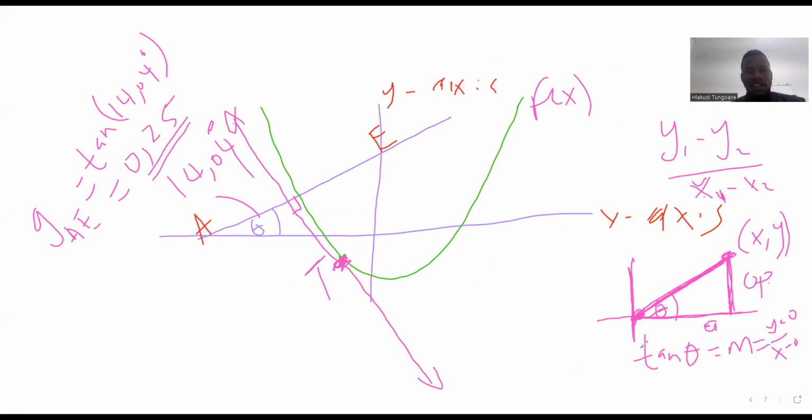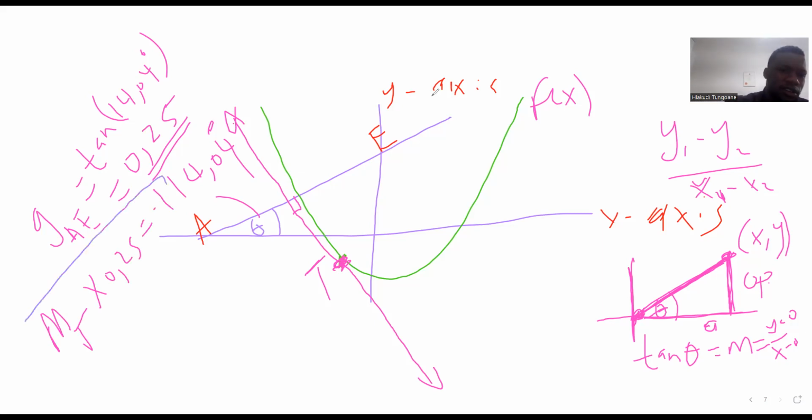Okay, and now interestingly, they said that the tangent line that passes at point T is perpendicular to AE. So we know that if the lines are perpendicular, it means the product of their gradients is -1, right? So the gradient of the tangent, let's say m tangent, times 0.25 must give us -1, because that's the principle when the lines are perpendicular.